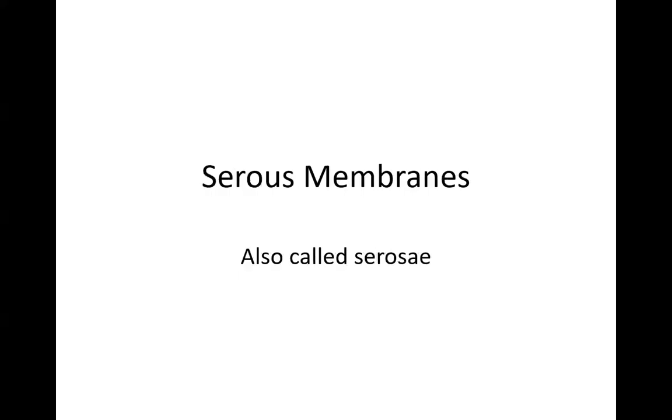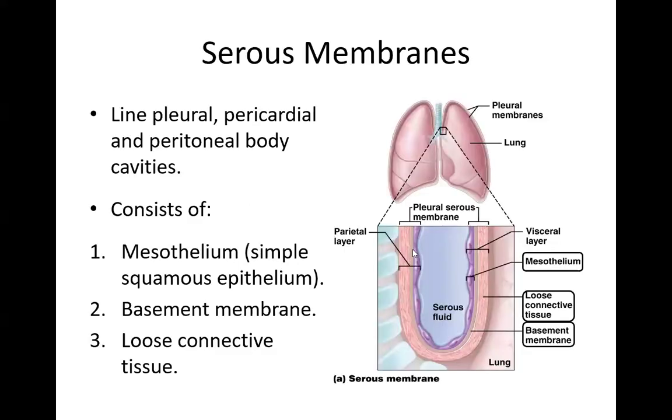So, serous and synovial membranes. What are serous membranes? These are also known as the serosa. These serous membranes are protective membranes. They have fluid in them. This fluid is serous fluid, with electrolytes and solutes. These line the pleural, pericardial, and peritoneal body cavities. They consist of the mesothelium, a simple squamous epithelium, basement membrane, and loose connective tissue.